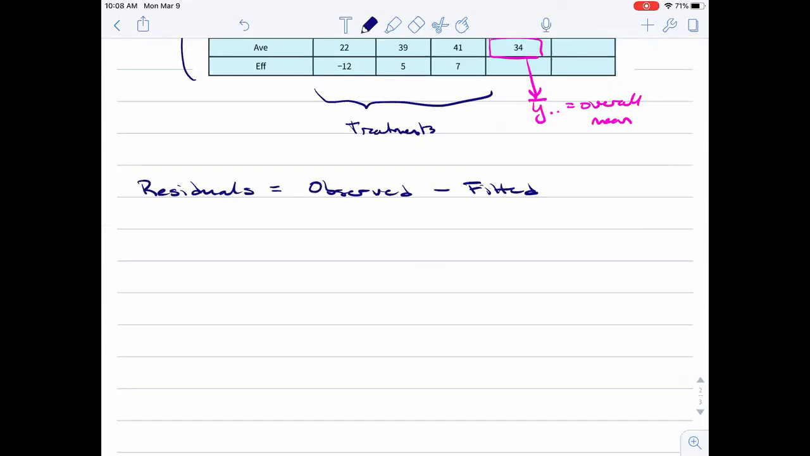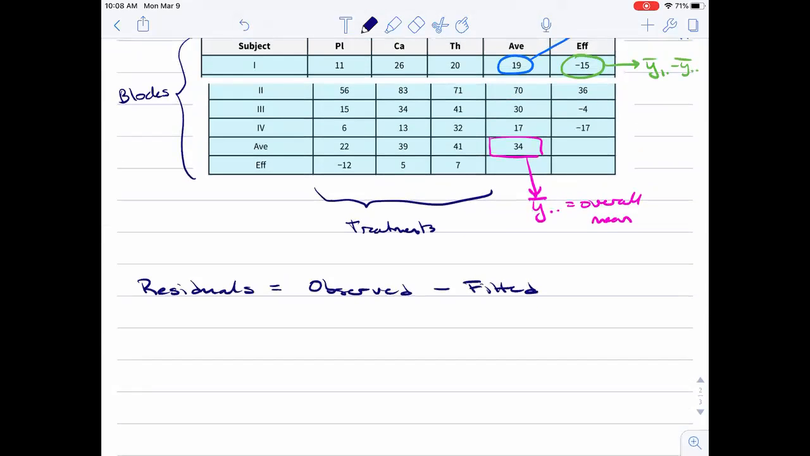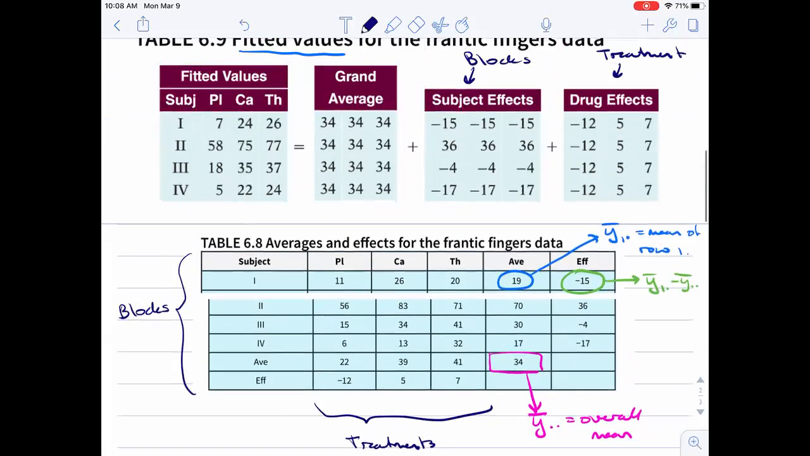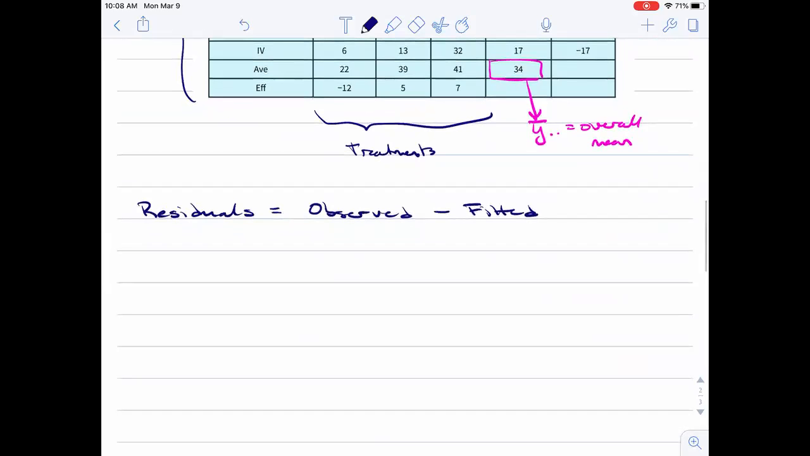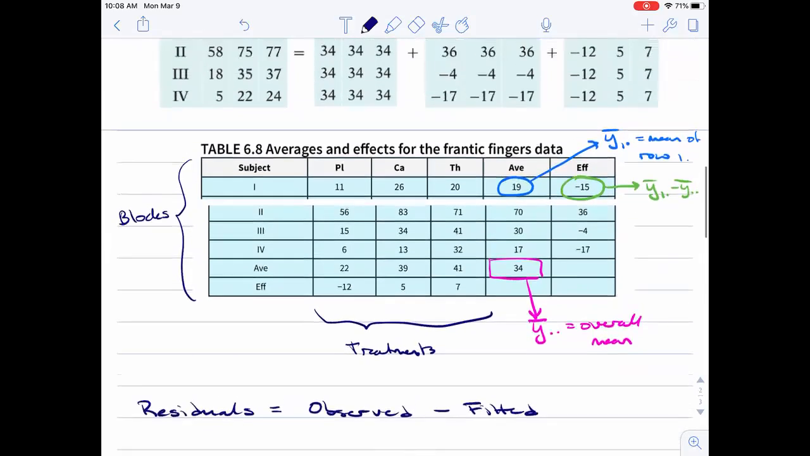So now, what we've established is how to find those fitted values, right? Which is just going to be a layer of, okay, you've got your overall average, your subject effect, your treatment effect, and then whatever's left over would be considered your residuals, right? There's nothing left. So then your residuals take your original data, right?